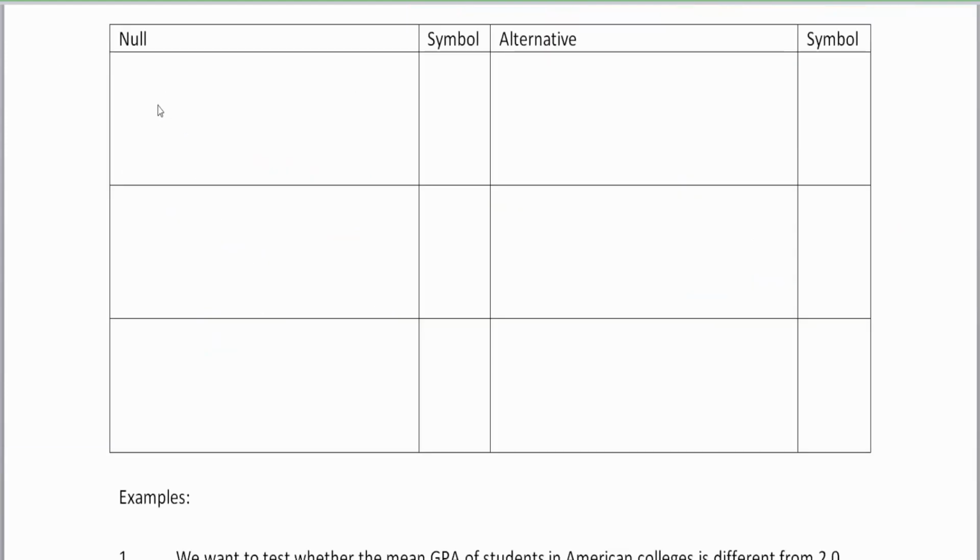So what this chart is going to help us do is get some ideas about how to recognize symbols for the null and the alternative. Now, 99% of the time, well, maybe that's a little high, maybe 90% of the time, your null hypothesis is just going to be is. That's saying the average is this. So the symbol you're going to use is an equal sign. Now, if your null hypothesis is the word is, and your alternative is to basically say is not, then the symbol is going to be not equal to.